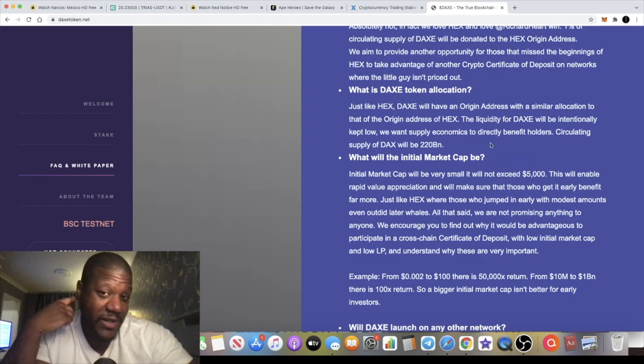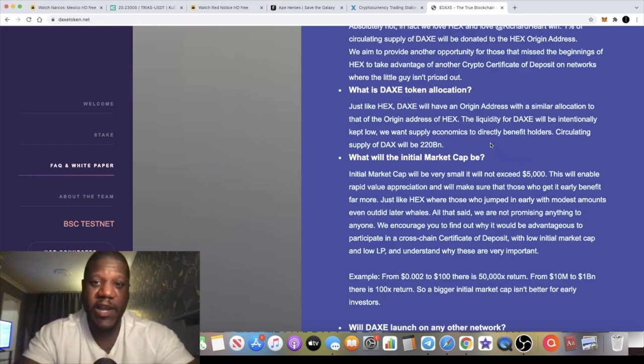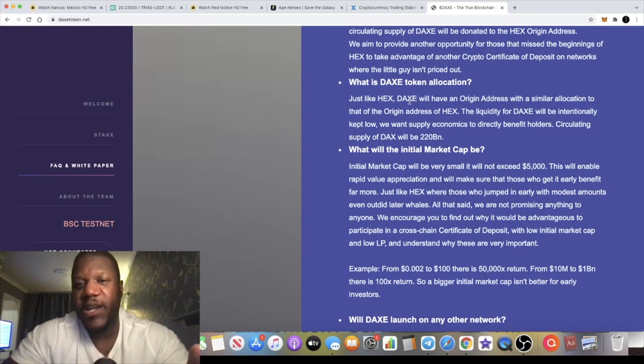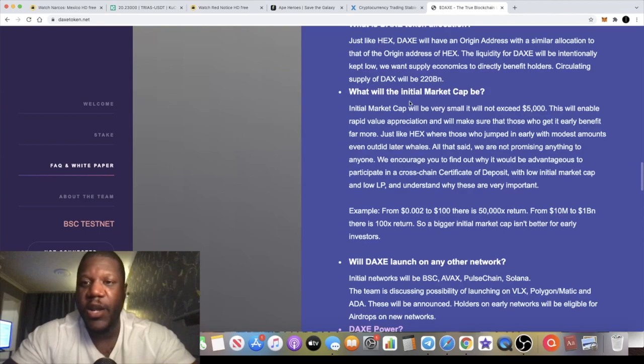Okay guys, so what is the Daxe token allocation? Just like HEX, Daxe will have an origin address with a similar allocation to that of the origin address of HEX. The liquidity for Daxe will be intentionally kept low. We want supply economics to directly benefit holders. Circulating supply of Daxe will be 220 billion. What will the initial market cap be? So initial market cap will be very small.